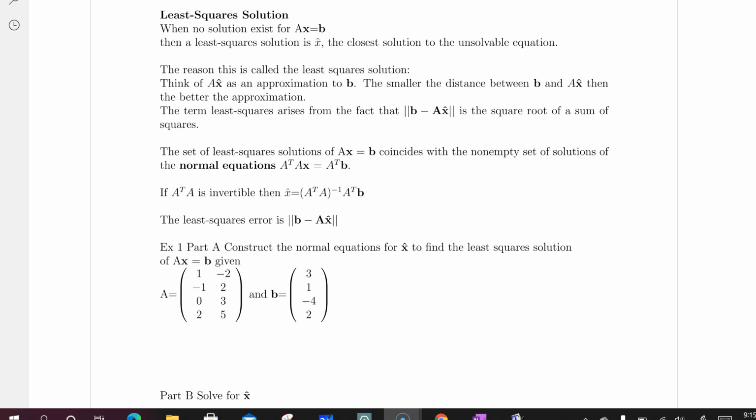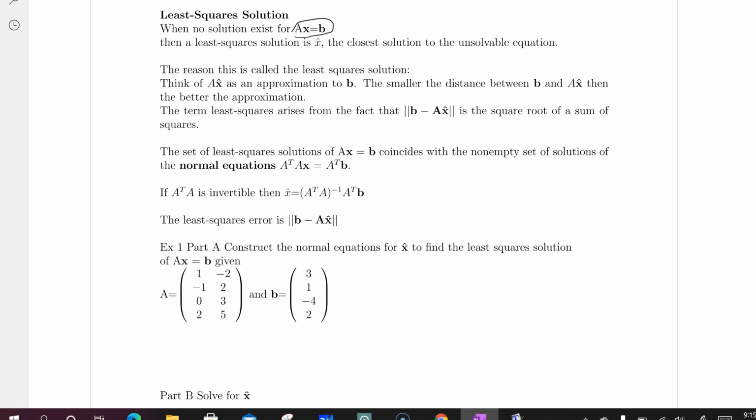All right, so what we're going to talk about is a solution when no solution exists. Again, there's no solution for Ax = b. It's not solvable. So what we're going to do is find an approximate solution. The approximate solution is going to be x hat, and I'll explain why we call it the least squares solution later.